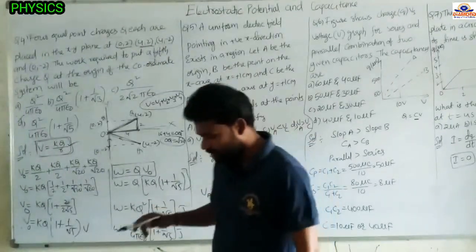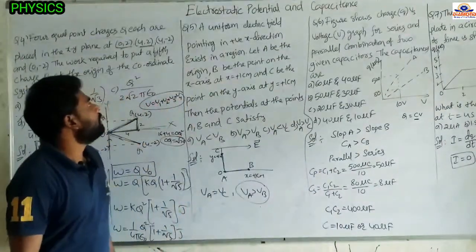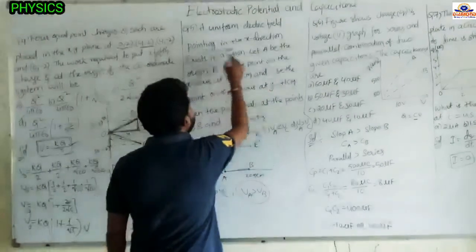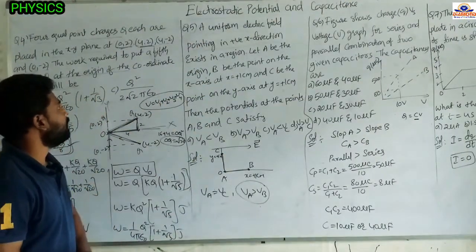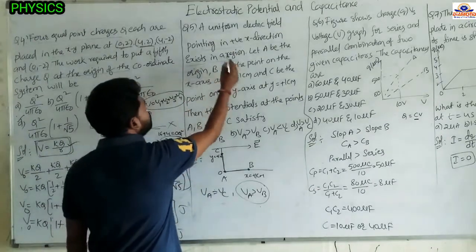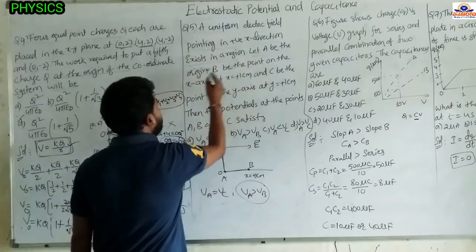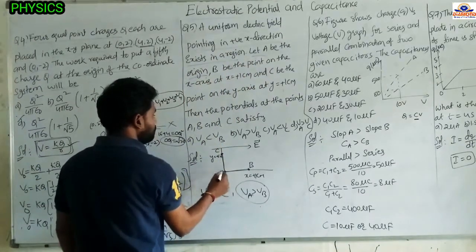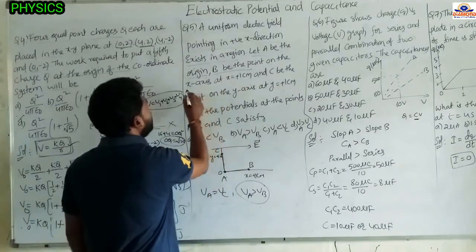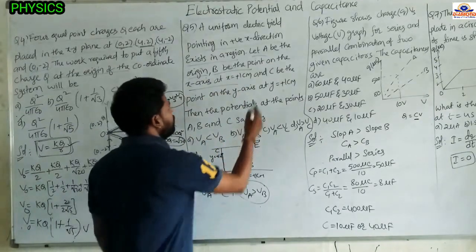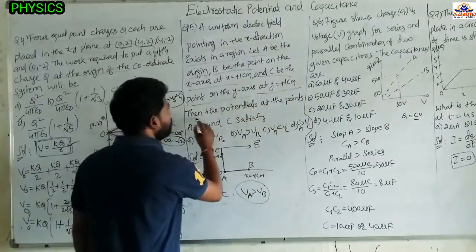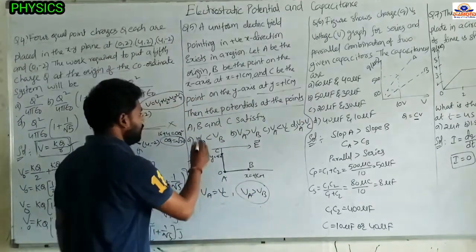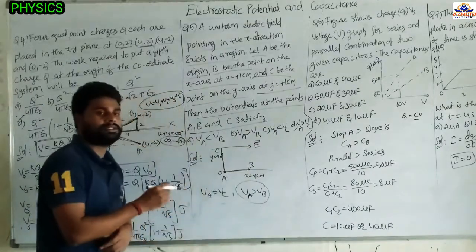Next, see question number 5. A uniform electric field pointing in the positive x direction. So the electric field direction is the positive x direction. Let A be the origin, A is at the origin. B is the point on the x axis at x equal to plus 1 centimeter, and C is the point on the y axis at y equal to plus 1 centimeter. Then the potentials at the points A, B, C satisfy what condition?